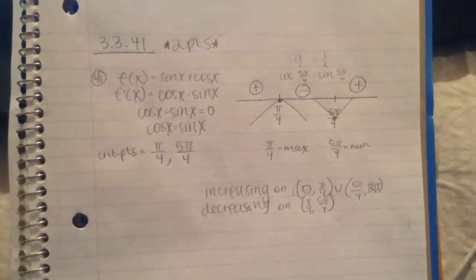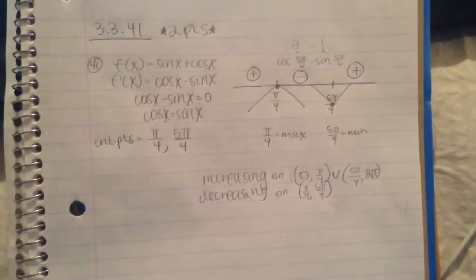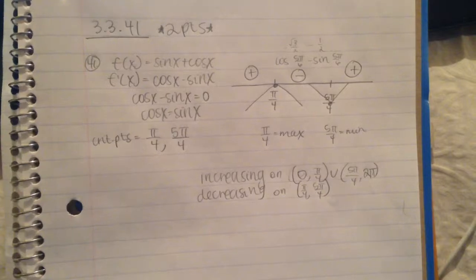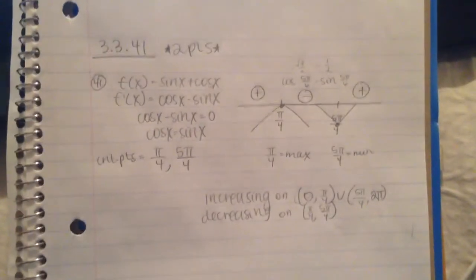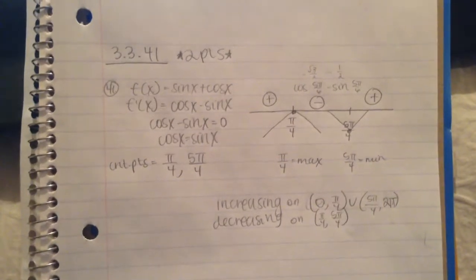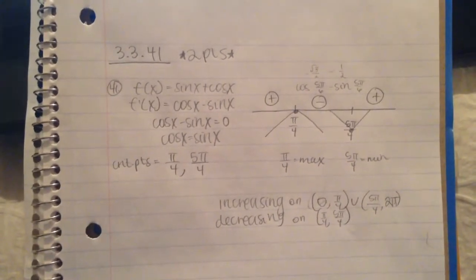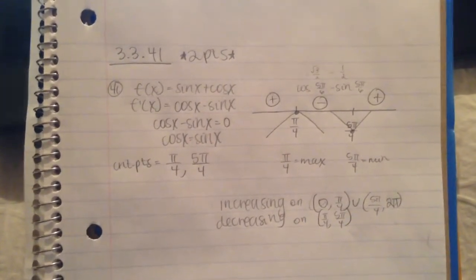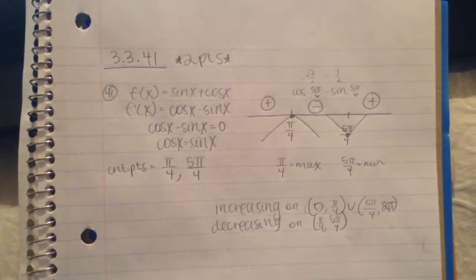Okay, so it says consider the function on the interval 0 to 2 pi. And first it asks to find the open intervals on which the function is increasing or decreasing. So what we're going to do is I took the function f of x equals sine of x plus cosine of x. So first we need to find the critical point.